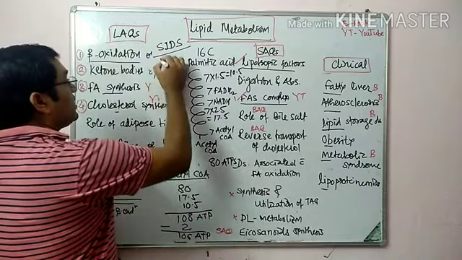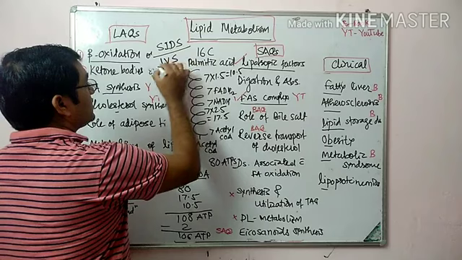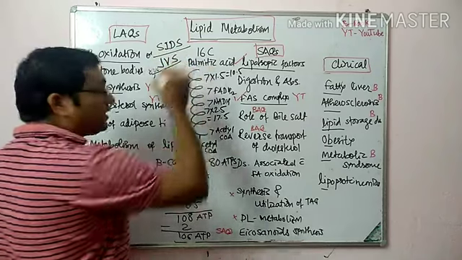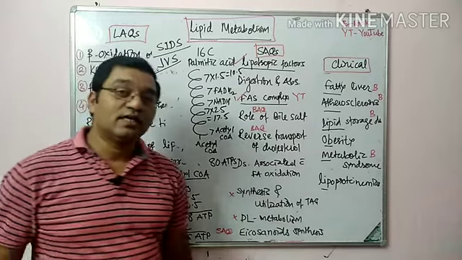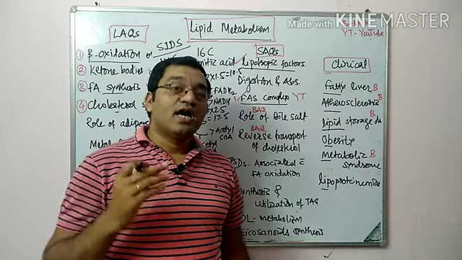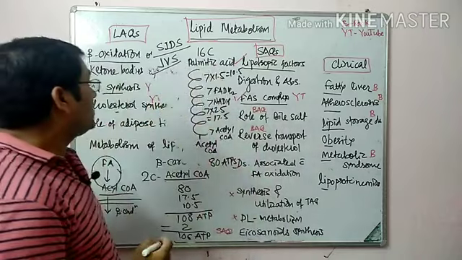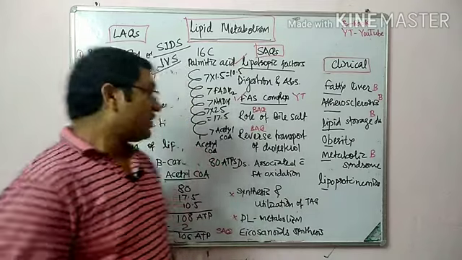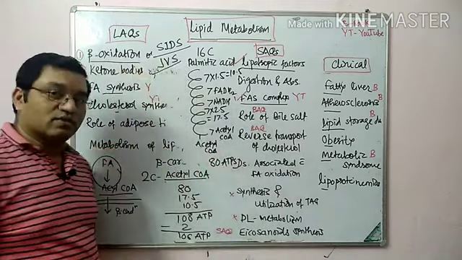Then Jamaican vomiting sickness. It is due to eating of unripe ackee fruit which contains toxin hypoglycin A, and this toxin inhibits medium chain acyl-CoA dehydrogenase. That's why it affects the beta oxidation.